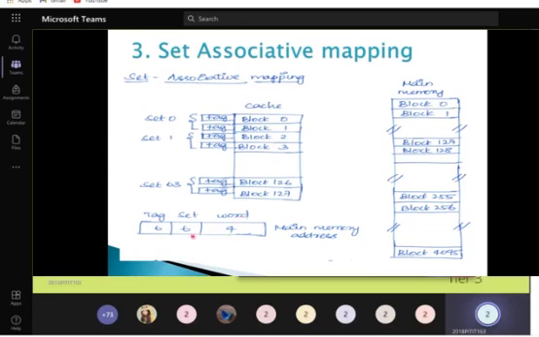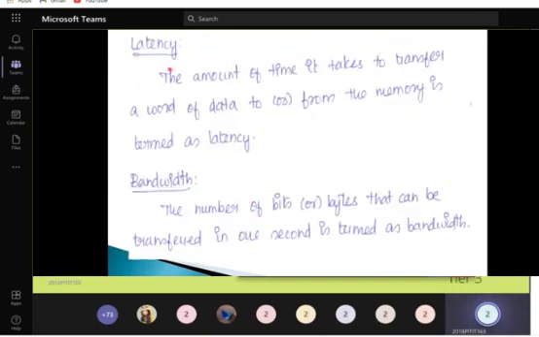Okay, so this is a lower order, this is higher order, and this one is a higher order. So this thing is actually present in set associative mapping. What is meant by latency? We need to know what is meant by latency. Latency is the amount of time it takes to transfer a word of data to or from the memory.